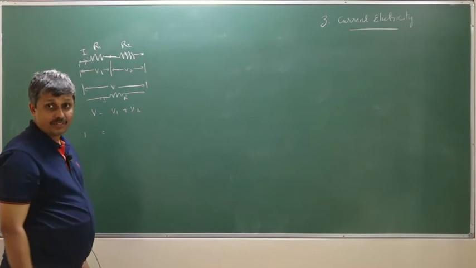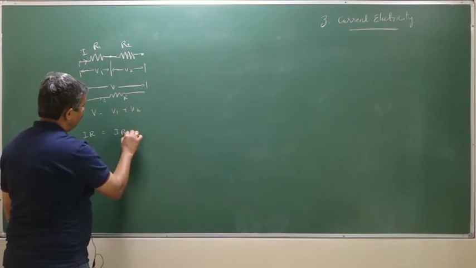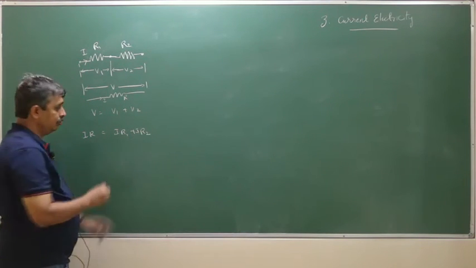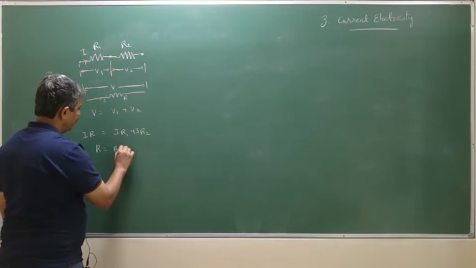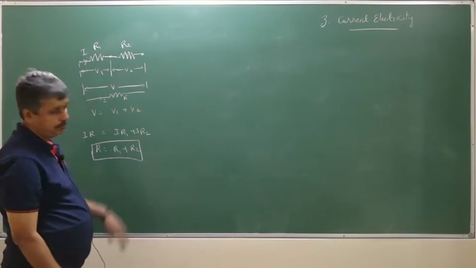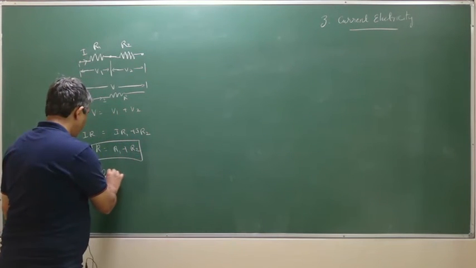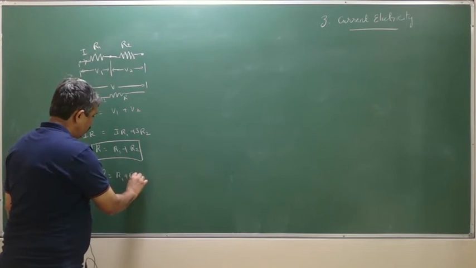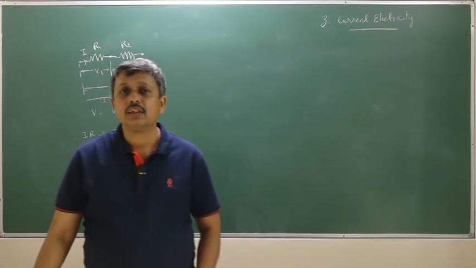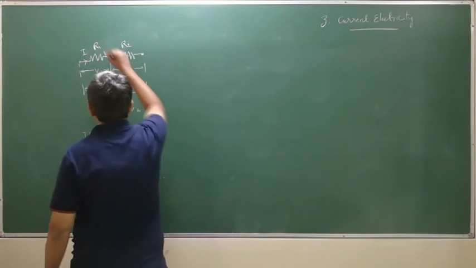So, what is the value of that? That is what we are trying to do. We know that V is equal to V1 plus V2, so IR is equal to IR1 plus IR2. This is Ohm's law. Hence R is equal to R1 plus R2. So, when resistances are in series, you just add them, and it is not limited to 1 and 2. You can say R is equal to R1 plus R2 plus R3 plus anything. So, this is resistances in series.